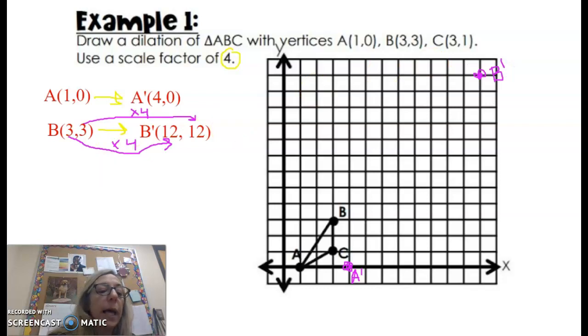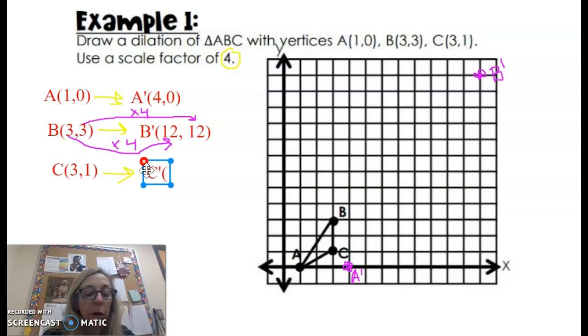Now we only have one left, we have C. So let's go ahead and write the original coordinates of C, which is 3, 1. And once again, same exact rule. We are going to multiply both the x and the y by our scale factor of 4. So C prime should become 3 times 4 is 12, comma, and 1 times 4 is 4.